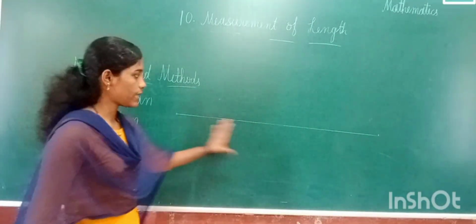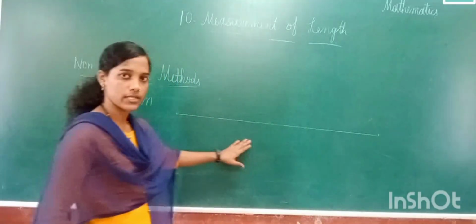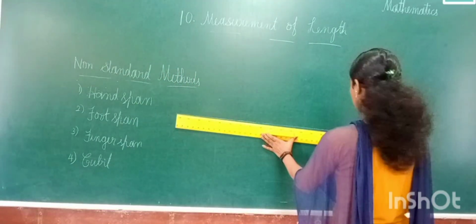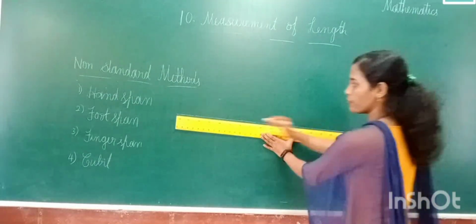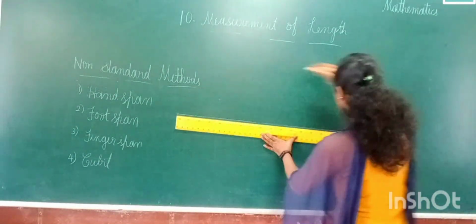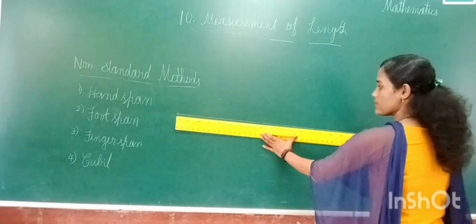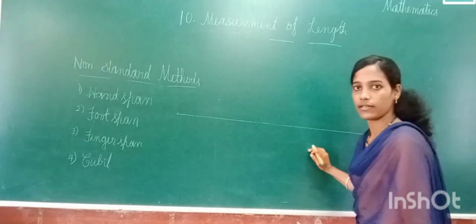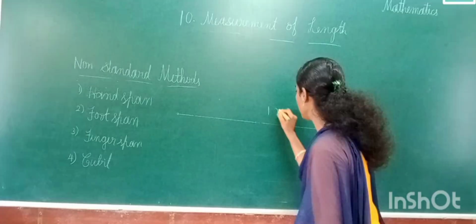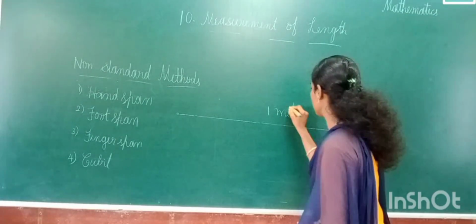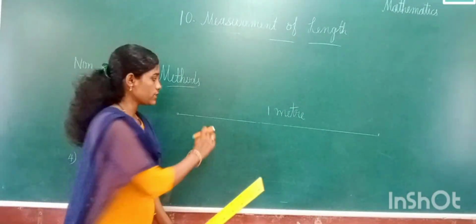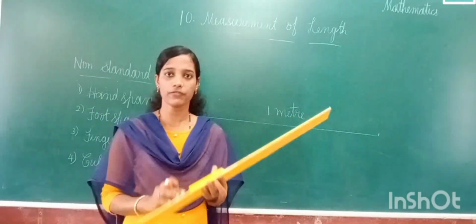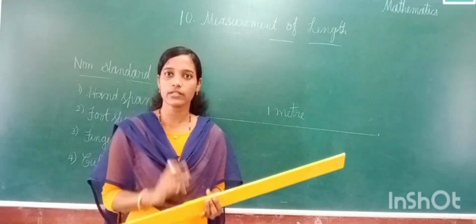Now can you see the line? Yes. Now let us measure the length of this line. From here to there, this is 1 meter long. The length of this line is 1 meter. If anyone measures with the help of this meter scale, they will get 1 meter.